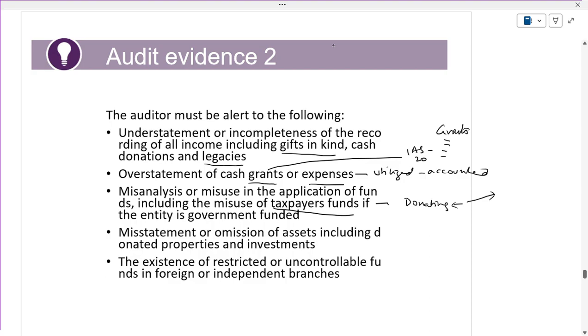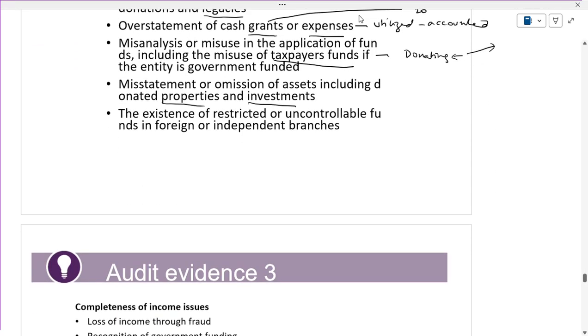If the entity is a government funded trust, it is very, very sensitive and very, very crucial. Misstatements or omission of assets, including donated properties and investments. We should take into consideration the existence of restricted or uncontrollable funds in foreign or independent branches.